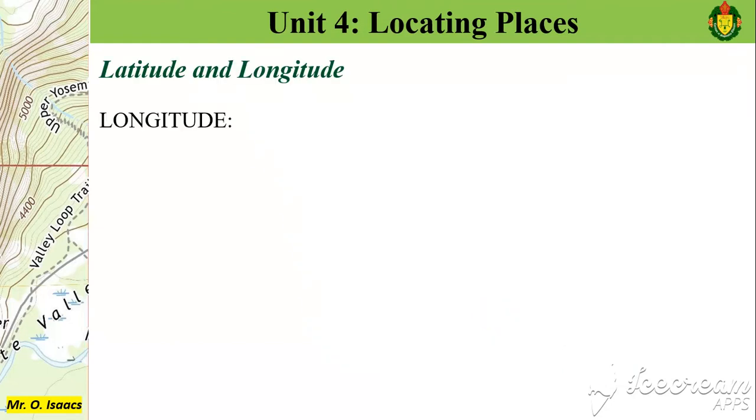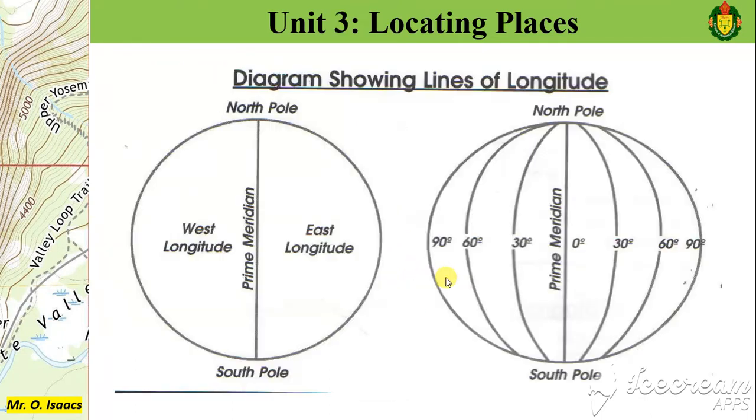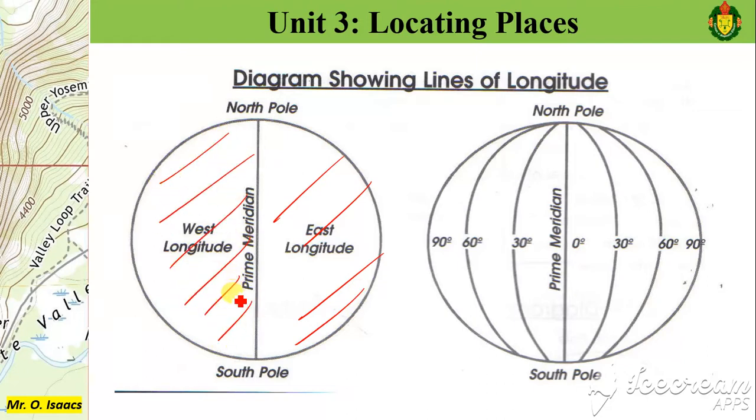Now we have lines of longitude, and these lines run from north to south or south to north. Seeing that they run from north to south, the main line of longitude, which is the prime meridian, is going to divide the Earth into the eastern hemisphere as well as the western hemisphere, as we can see there.